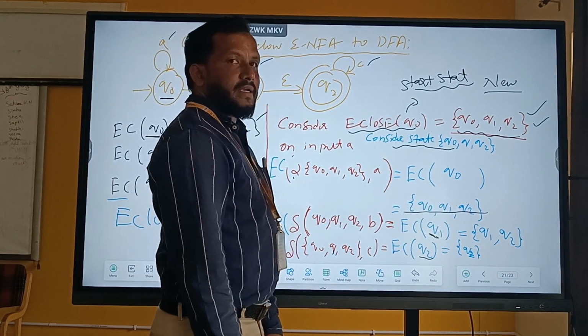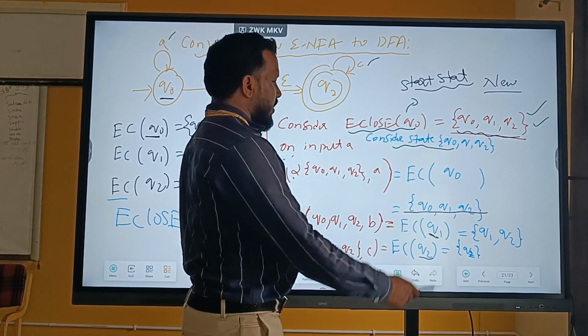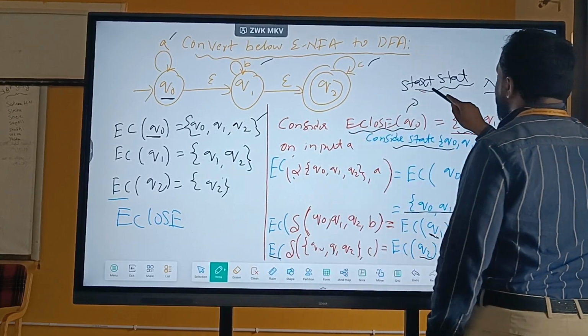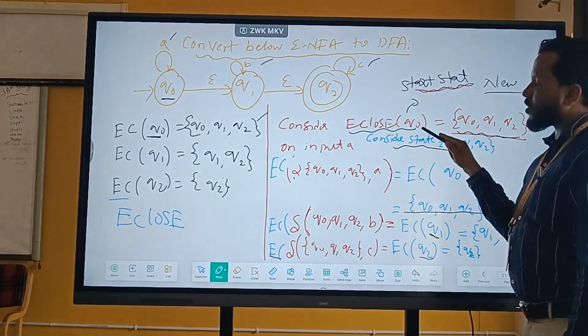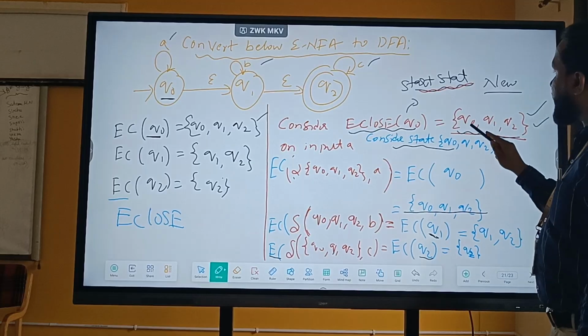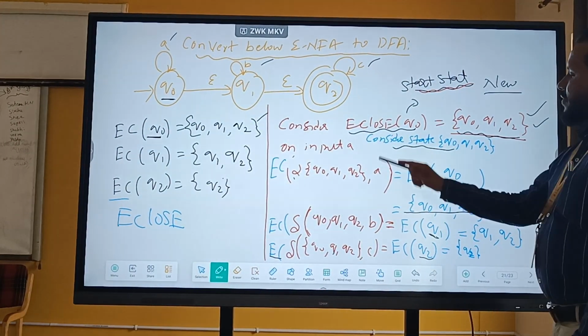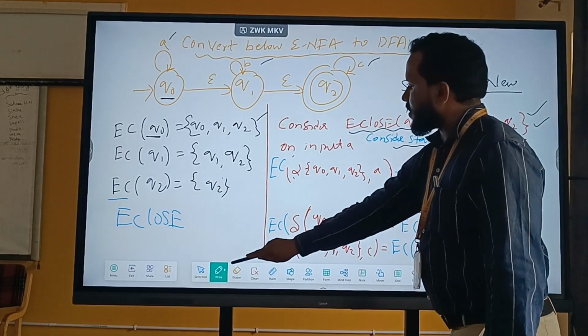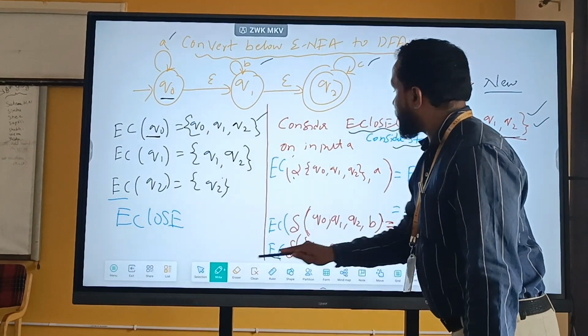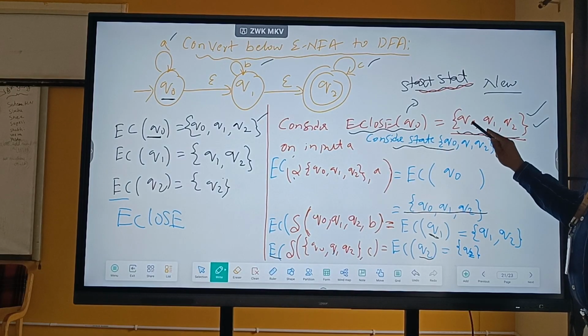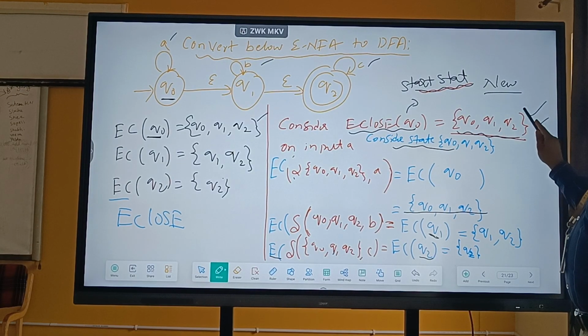Okay, here, as I already explained, we have to consider the start state: epsilon closure of Q naught. What is the start state here? Q naught is the start state, right? So we first find the epsilon closure of Q naught. The epsilon closure of Q naught is Q naught, Q1 and Q2.